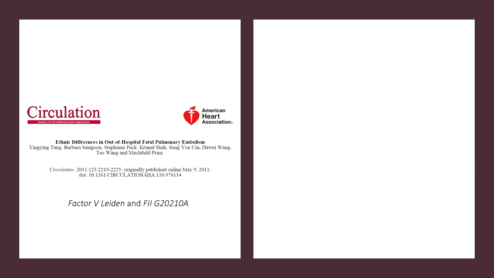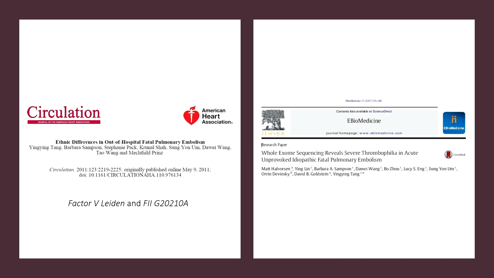In 2017, we collaborated with Columbia University and conducted exome sequencing in idiopathic fatal pulmonary embolism and reported the significant finding of 3 anticoagulant genes: SERPINC1, which is also antithrombin 3, PROS1, and PROC.